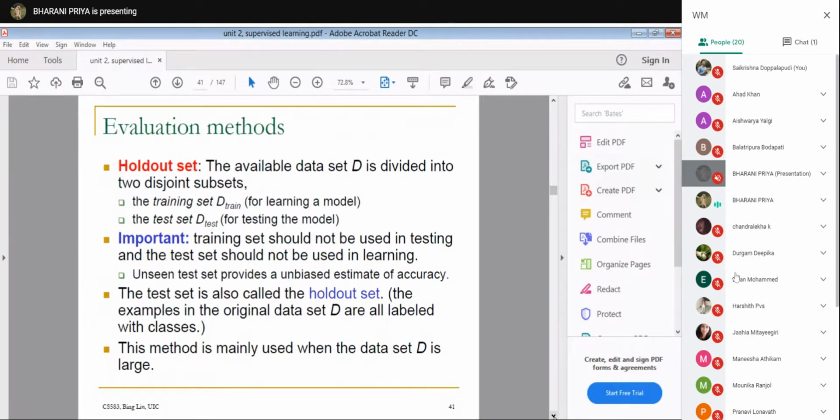Holdout set. Holdout set is nothing but the test set. When you have a data set D, it is divided into two disjoint subsets, the training set and the test set. The important point to remember is that the training set should not be used while testing the data. The test set and the training set should be separate.